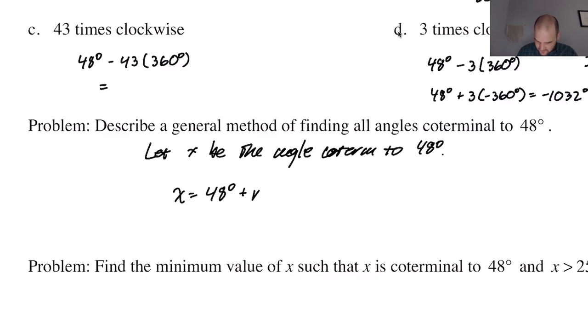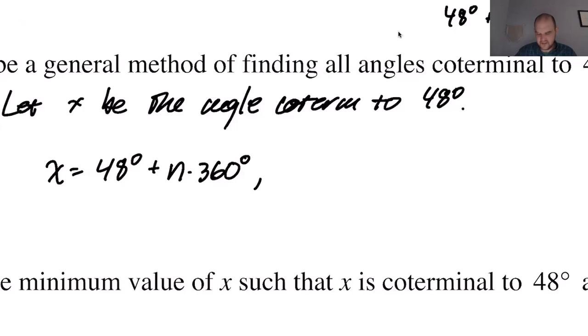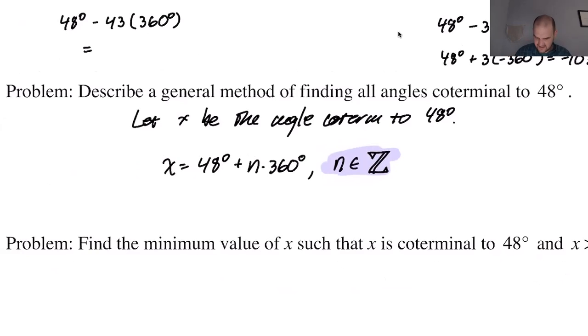So I'm going to say plus n times 360 degrees, but n has to be an element of the integers. N is an element of the integers. That's it. You're going to write that so many times. And you're going to forget it so many times, and it's going to drive me insane.